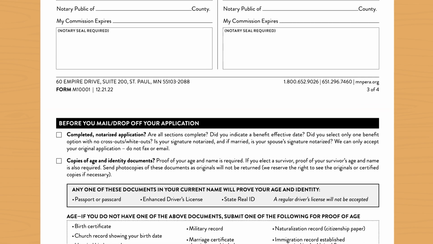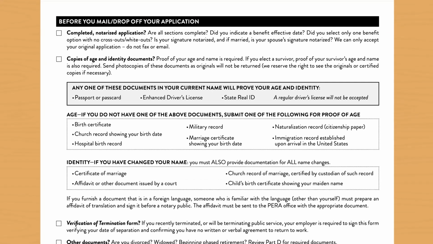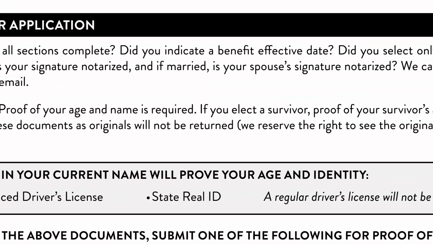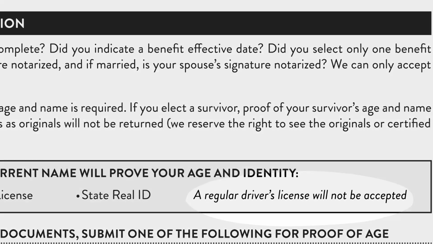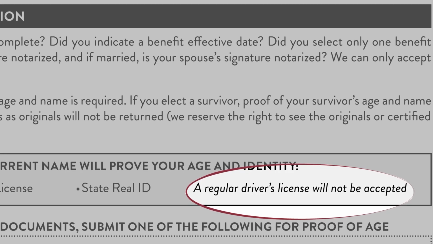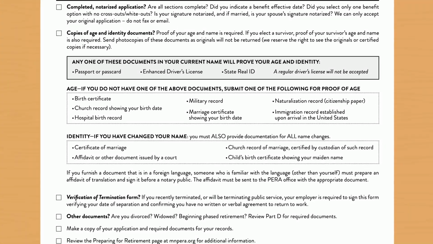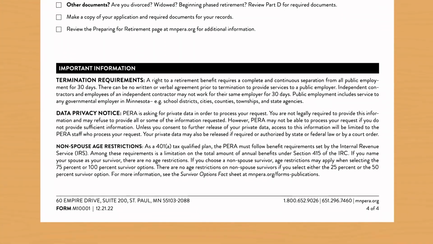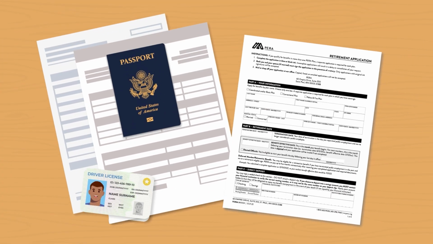Along with the application, we will need proof of age and identity for you and your survivor, if a survivor option was selected. Please submit photocopies of these documents, as originals will not be returned. Note, a regular standard driver's license will not be accepted as proof of age or identity. Plan to submit your application and proof of age and identity documents 2 to 3 months before your benefit effective date. We cannot accept your application more than 6 months in advance.